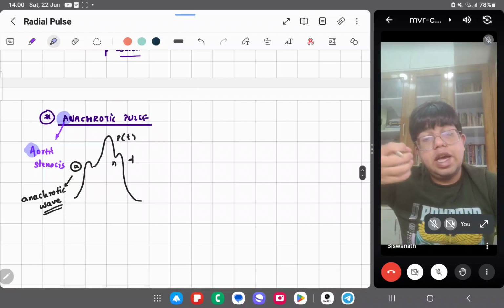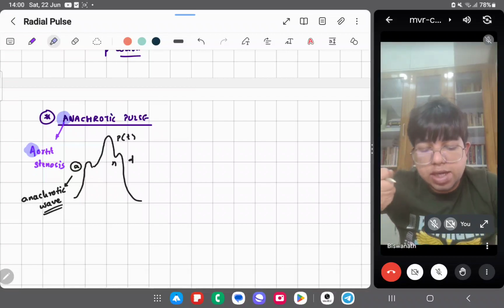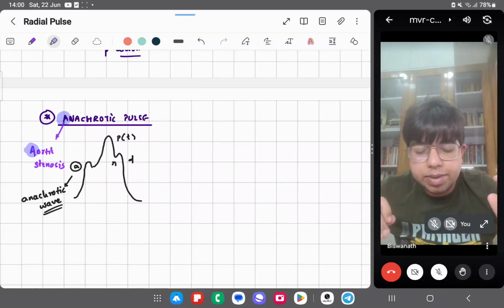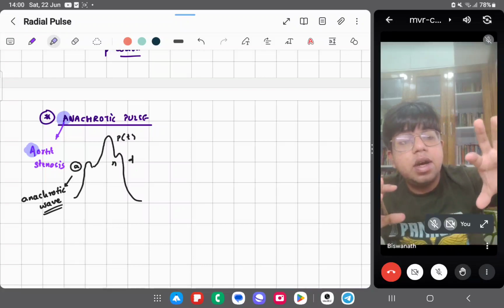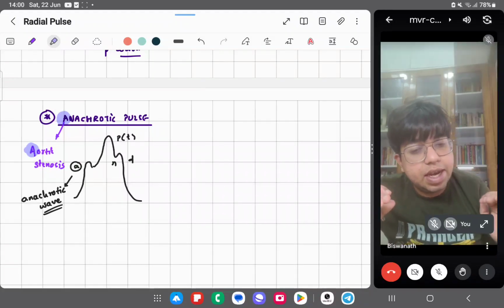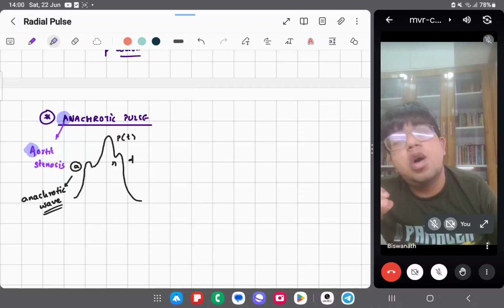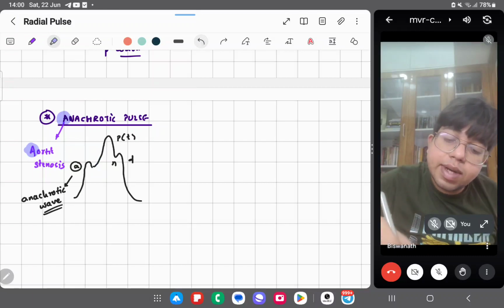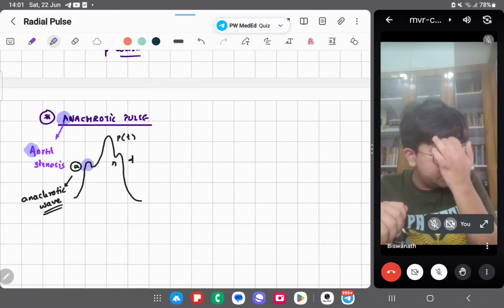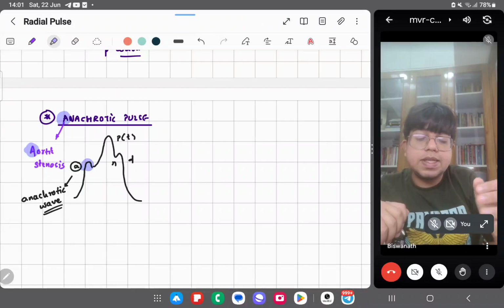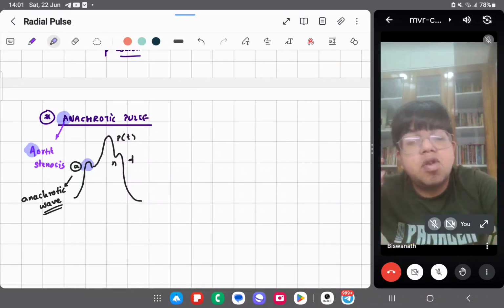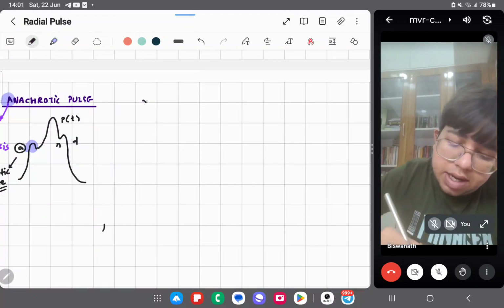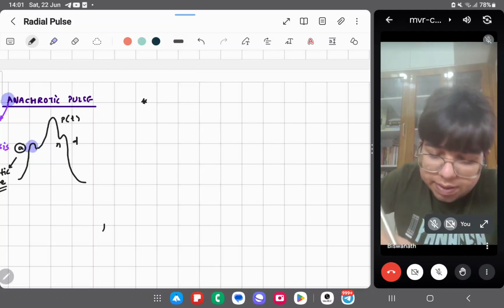When the aorta is stenosed, there is increased pressure in the aorta, and thereby the blood flow in systole shows a reflection of increased pressure right here in this part. That's why there is a bulge appearing. So the anacrotic wave, which is not normally seen in the normal pulse, appears in the anacrotic pulse, which is a pathological pulse. Then we can have something like the dicrotic pulse.